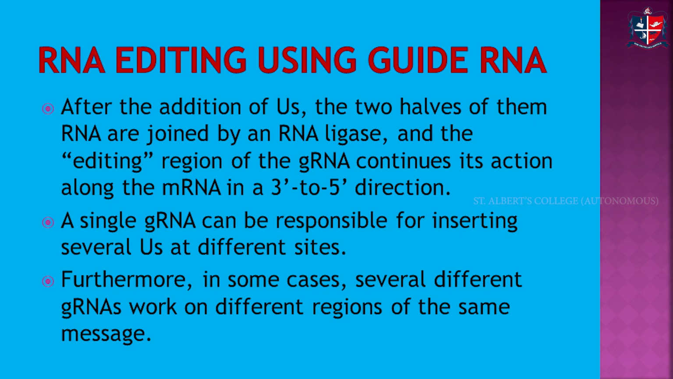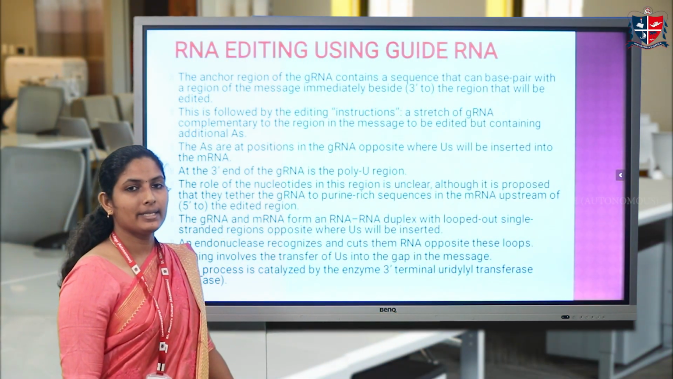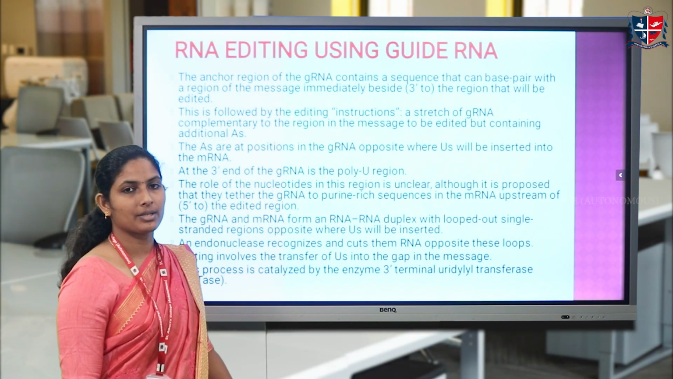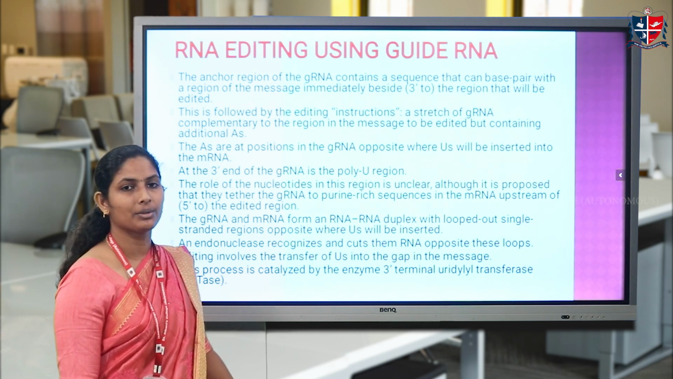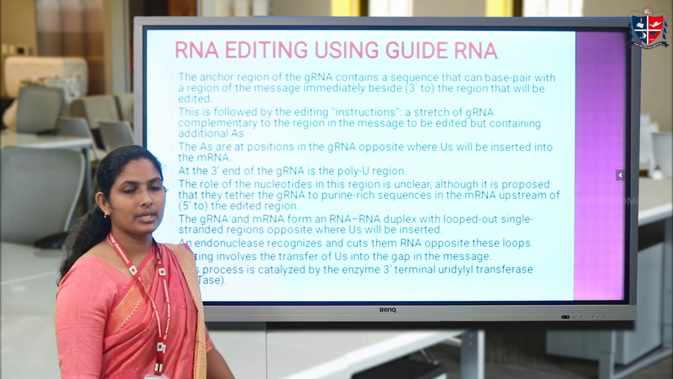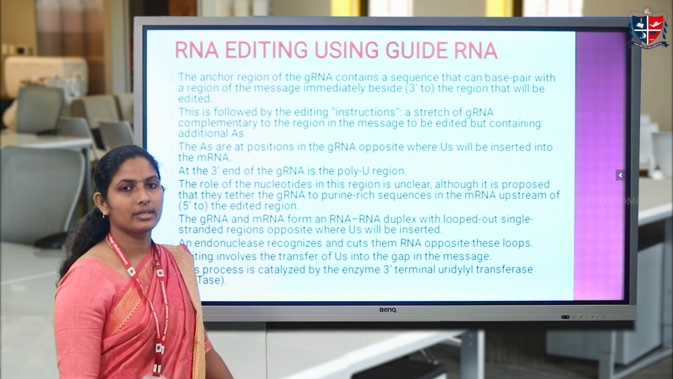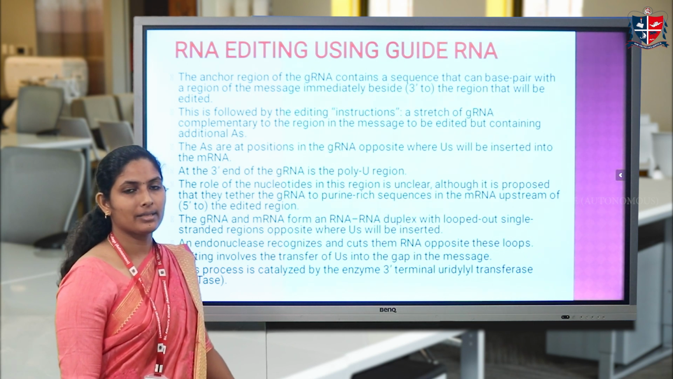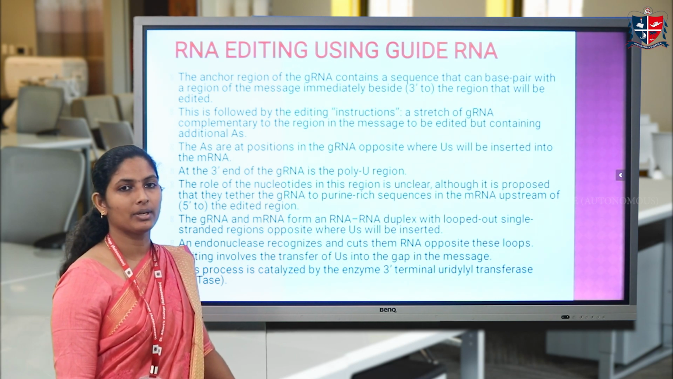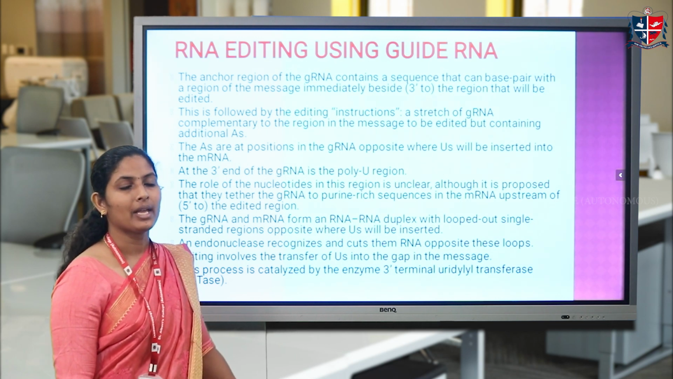Here, the anchor region directs the guide RNA to the unedited RNA. They undergo base pairing, and the editing region, which contains adenine residues, does not have any complementary bases in the unedited RNA, so they undergo looping out. Since they do not have any complementary bases, they always undergo a looping out process, and you can see that they are looped out.